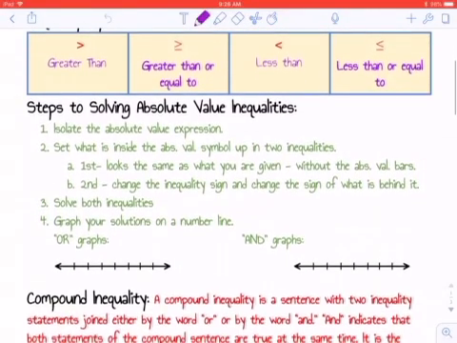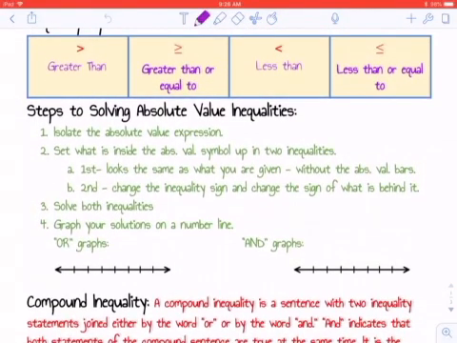There are four main steps to solving absolute value inequalities. The first step will be similar to when we solved absolute value equations. You want to isolate the absolute value expression first. Next, you want to set what is inside the absolute value symbol up in two inequalities. So the first one will look the same as what you are given, just without the absolute value bars. And the second one, you will change the inequality sign and change the sign of what is behind it. So again, this is similar to when we solved absolute value equations, and when we look at some examples, it'll make a little more sense.